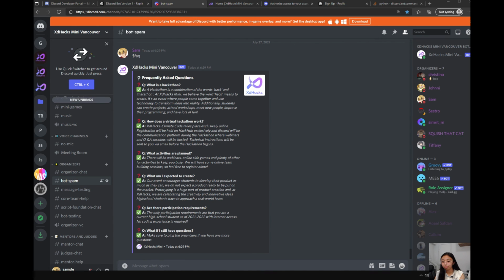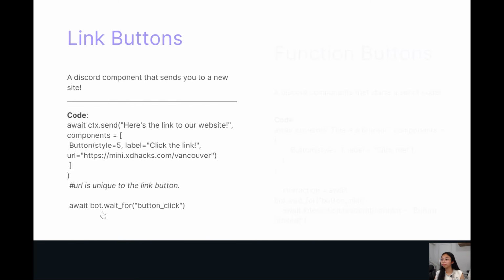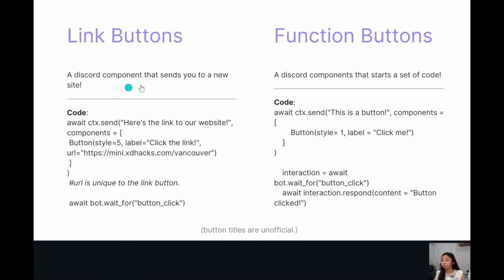So click review. We have link buttons and function buttons. You'll notice URL is unique to the link button, and similarly, interaction is unique to the function buttons. Note that these titles are unofficial. I made these up so that it would be a bit easier for you guys to understand.